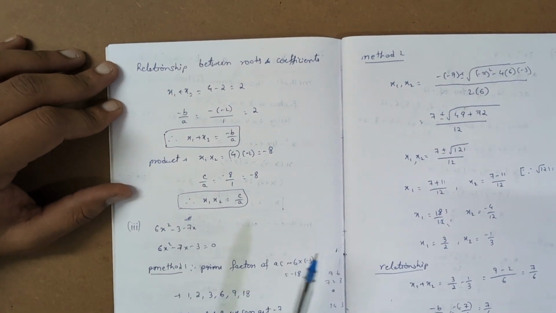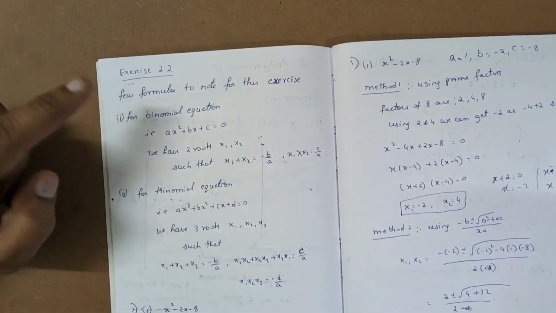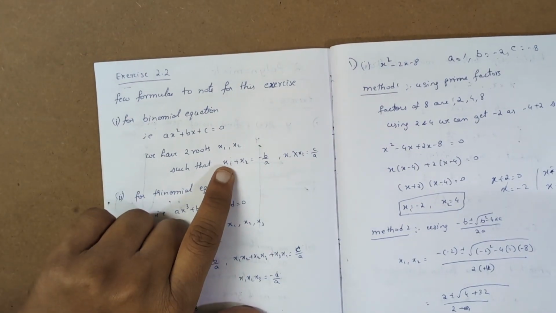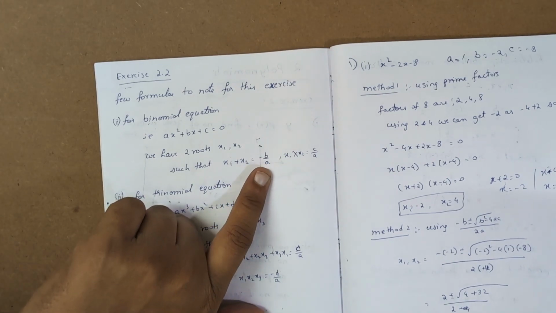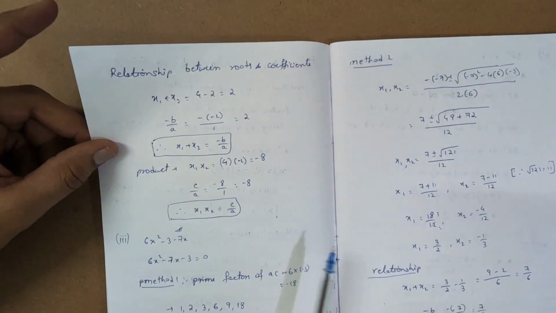Next, it is the relationship between roots and coefficients. This one, as I mentioned, for a quadratic equation, the relation is x1 plus x2, that is the sum of roots, will be equal to minus b by a, whereas the product of roots will be equal to c by a. Now we are going to verify this part.